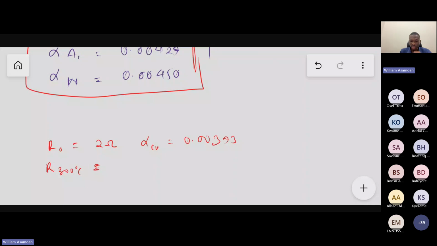Yes. So what will be the resistance at 300 degrees Celsius? Who has the answer?